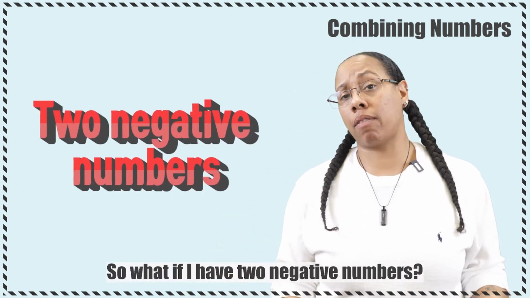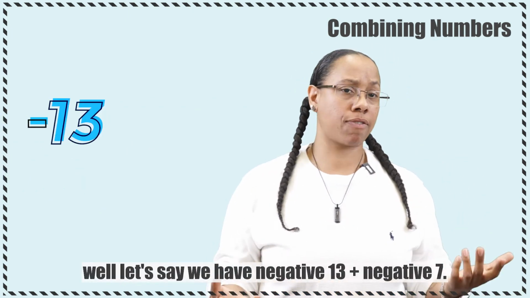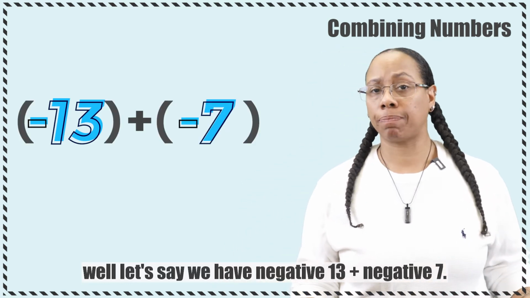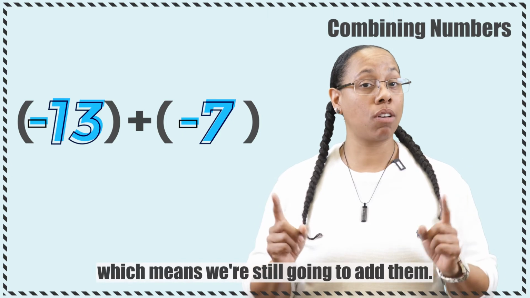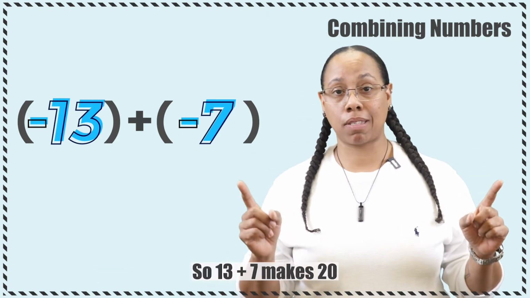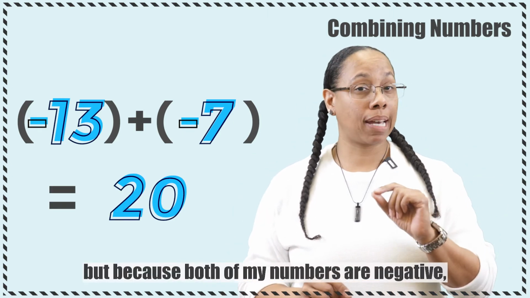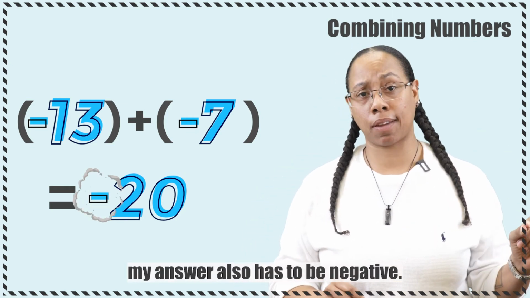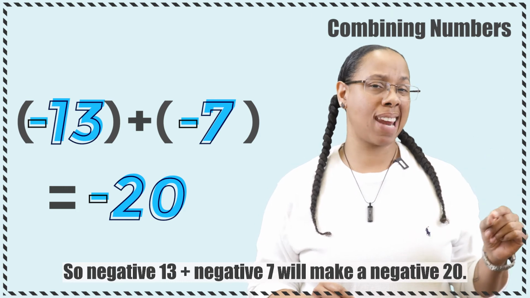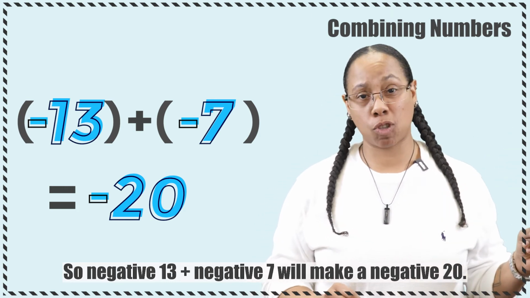So what if I have two negative numbers? Well, let's say we have negative 13 plus negative 7. So those again are the same sign, which means we're still going to add them. So 13 plus 7 makes 20. But because both of my numbers are negative, my answer also has to be negative. So negative 13 plus negative 7 will make a negative 20.